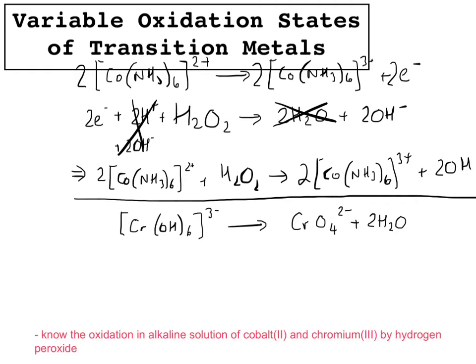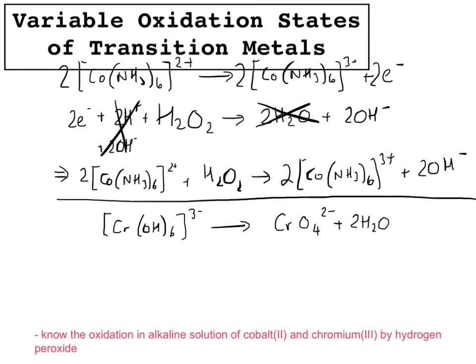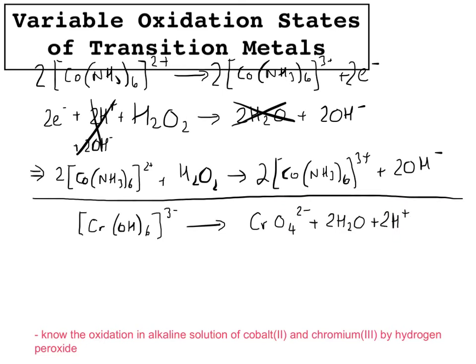We then need to balance the hydrogens. There are 6 on the left-hand side, and there's only 4 on the right-hand side, so we also need to add 2H+ onto the right-hand side, and then electrons, there are 3- here, there is overall charge of 0 on the right-hand side, and so we also need to add 3 electrons to balance the charges.